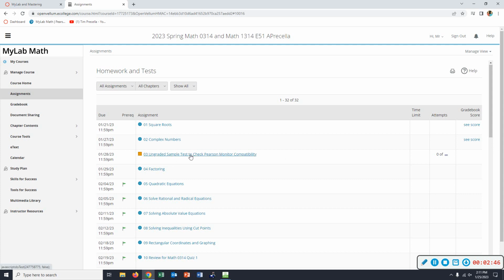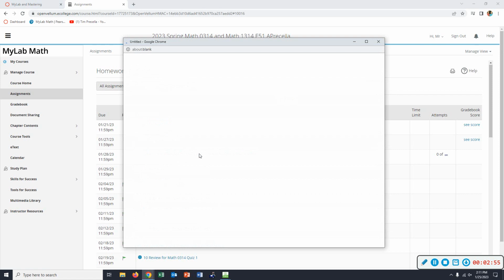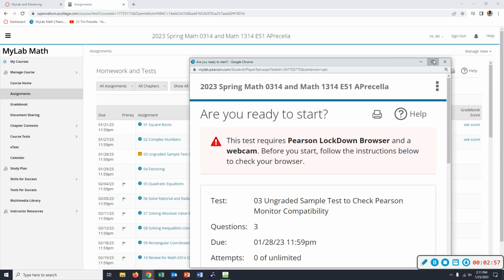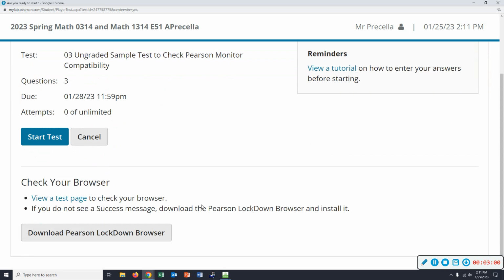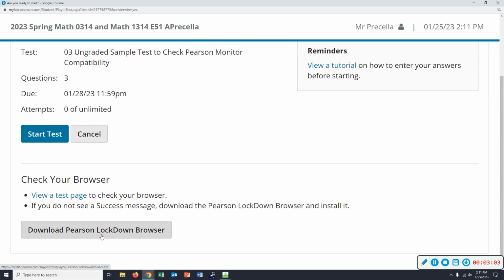This ungraded sample test is just to check and make sure that your computer will run the Pearson monitor system. When you click on it, it had me download all sorts of stuff. It made me freaked out because it was flagging it and everything. But I can't download it on a Delmar computer. I don't have the authority, so this isn't my personal computer. So IT would need to download it. So if I click here, you would click here. On my home computer, I click here and it downloads and installs and so forth, okay?